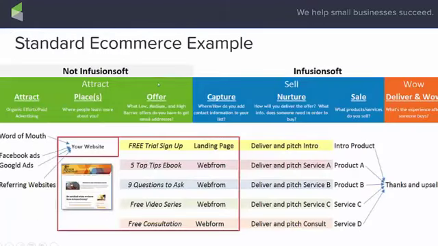Here is a standard e-commerce example that fits exactly within the framework we're talking about. We need to get in front of the eyeballs of our target market through Facebook ads, referring websites. Maybe we put a link to our website on some friends' blogs. Google ads, very important, do some of those. Maybe you're doing word of mouth. Somehow we get people to our website.